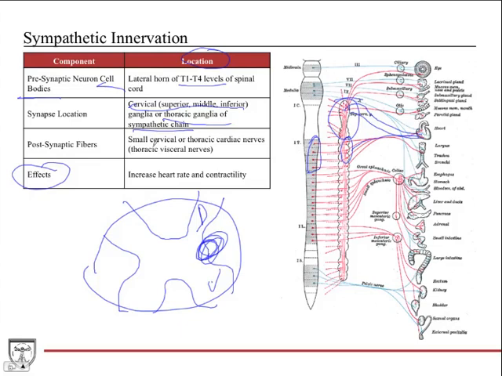The postsynaptic fibers travel, like we're saying, in the small cervical or thoracic cardiac nerves. The cervical would be the ones that come from the neck. Thoracic would be the ones that come off of the sympathetic trunk. What are their effects? Like we said, for sympathetics, they increase heart rate and contractility. If you remember, the sympathetic nervous system stimulates the fight or flight response, so this is a hyperactive state. You need to be able to fight or run away, so increased skeletal muscle activity. So you need increased heart rate and increased contractility to get as much blood out to the systemic circulation as possible.